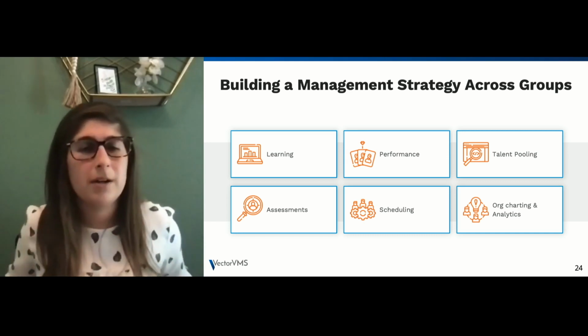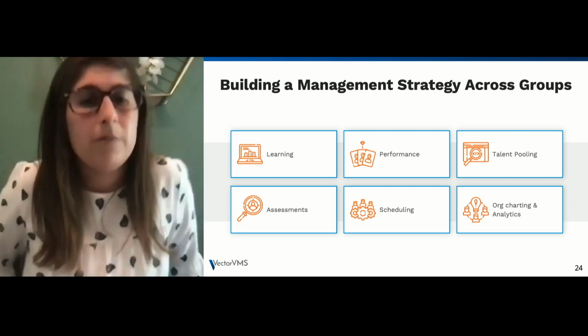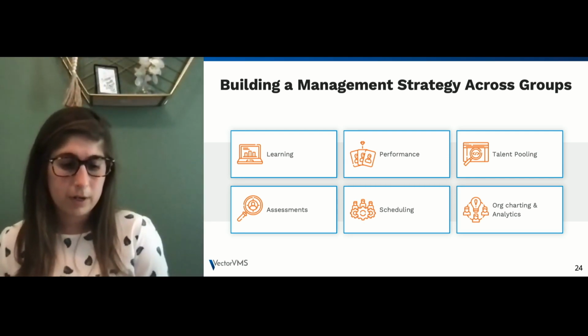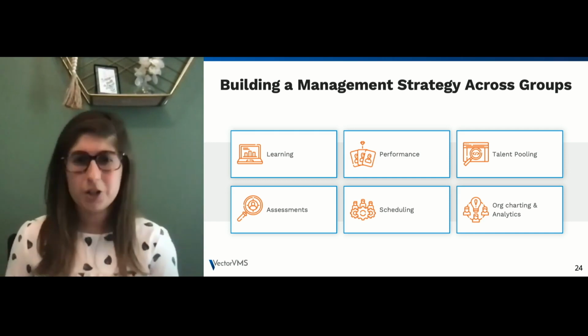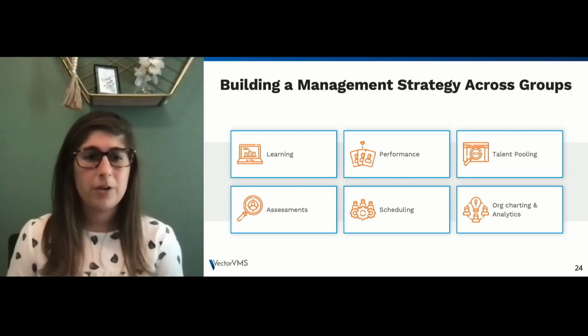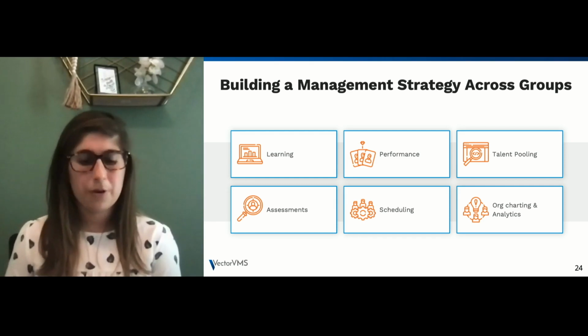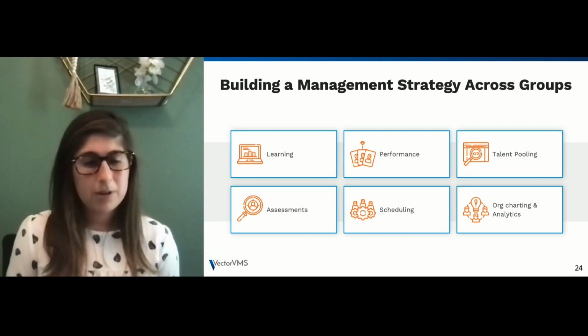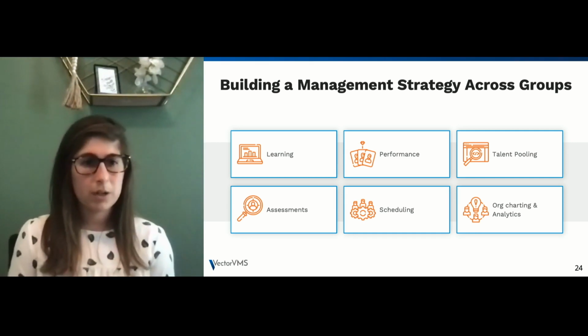Selfishly, vendor management, our VectorVMS, is part of the learning technologies group. And so we've seen an increase in the need for learning. Whether you're a contingent worker or a full-time worker, your top workers are going to be thirsty for knowledge, as all great employees are. So with this in mind, it's important to keep that strategy in place.